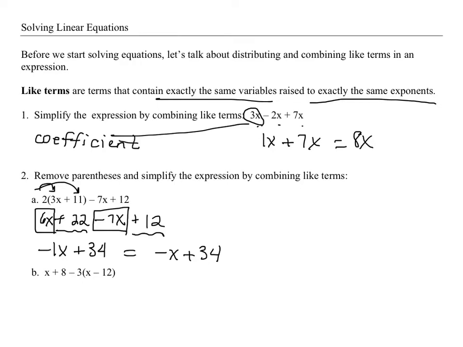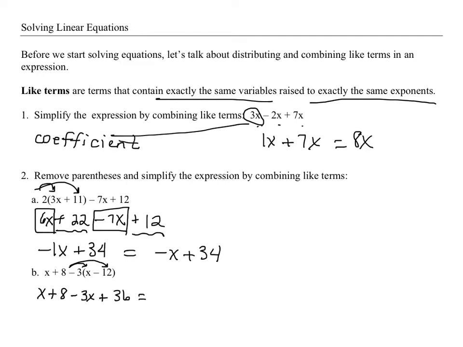Now let's do the next one. So, here we go. First, we have to distribute. We're going to distribute the -3. We have to keep in mind our rules for multiplying negative and positive numbers. Write down the ones that don't deal with that. -3 times x is a -3x. -3 times a -12, think of those as negatives, is a positive 36.